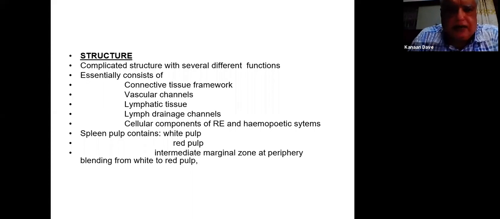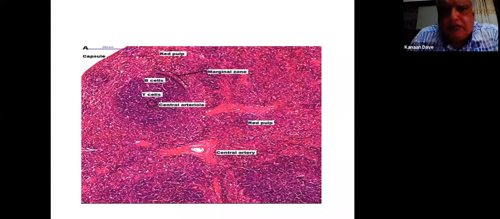This is just a representation of the spleen under the microscope, where you have the red pulp and the white pulp, central arterioles, and the B and T lymphocytes in a concentric manner in the white pulp. Then a marginal zone between the red pulp and the white pulp, and the usual arterioles that bring in the blood supply to the spleen. And of course, there is a capsule that surrounds the spleen.